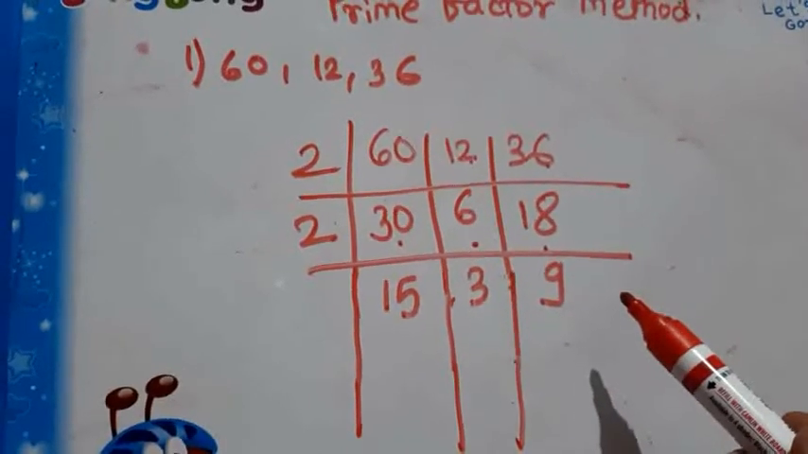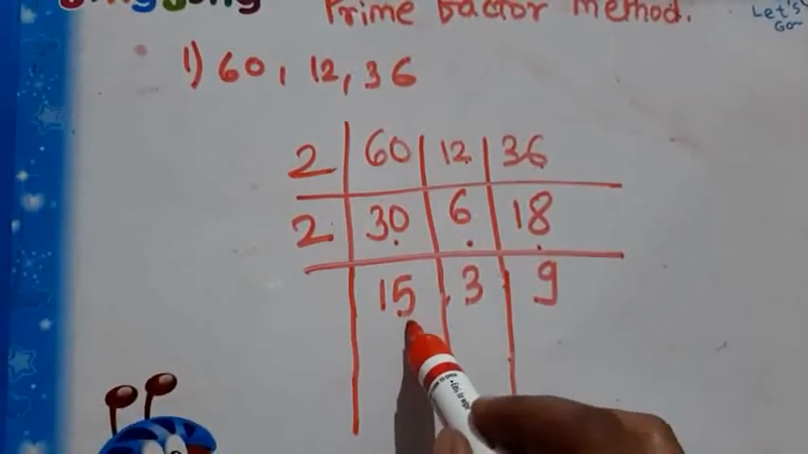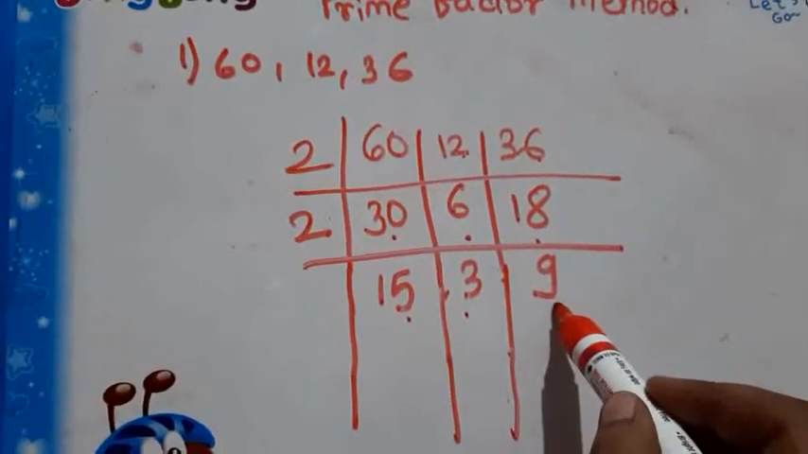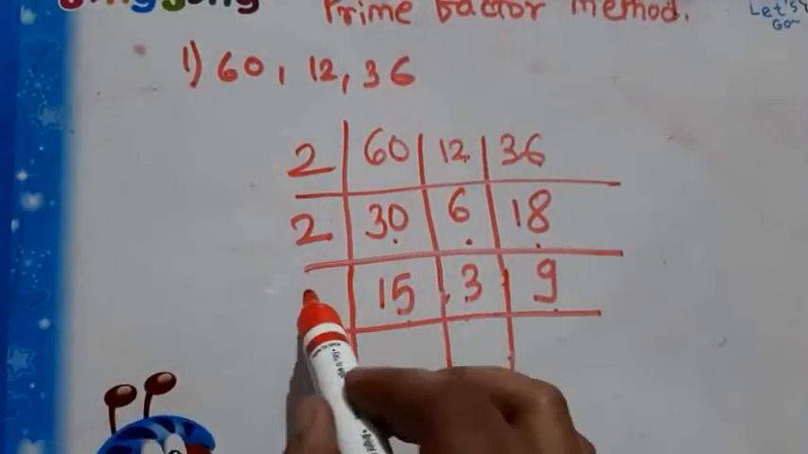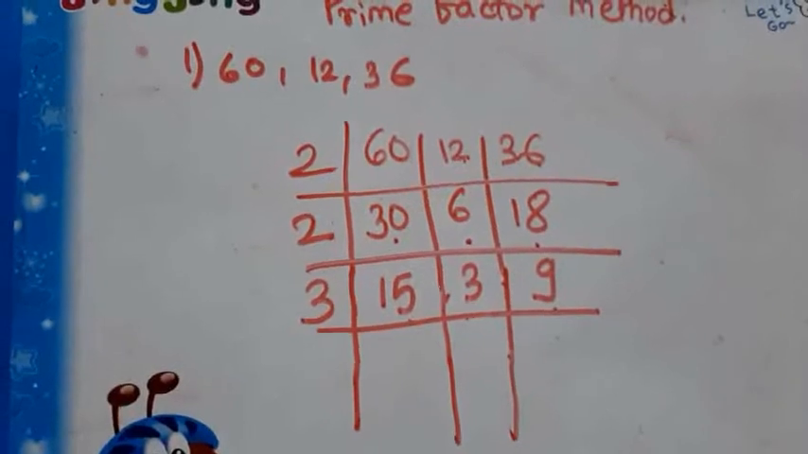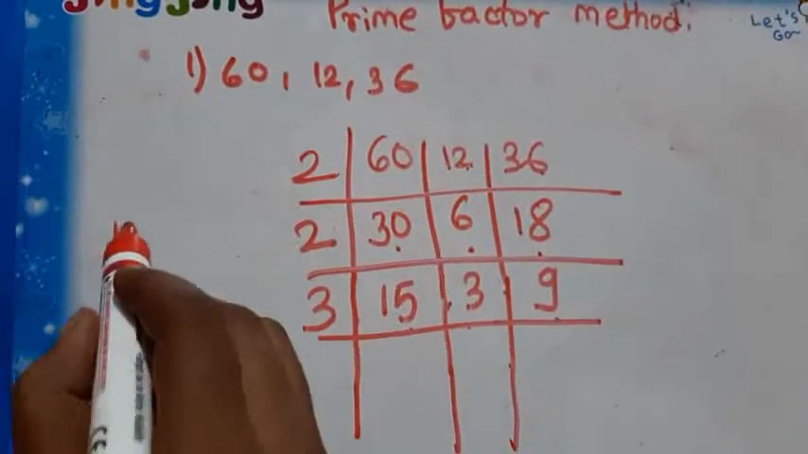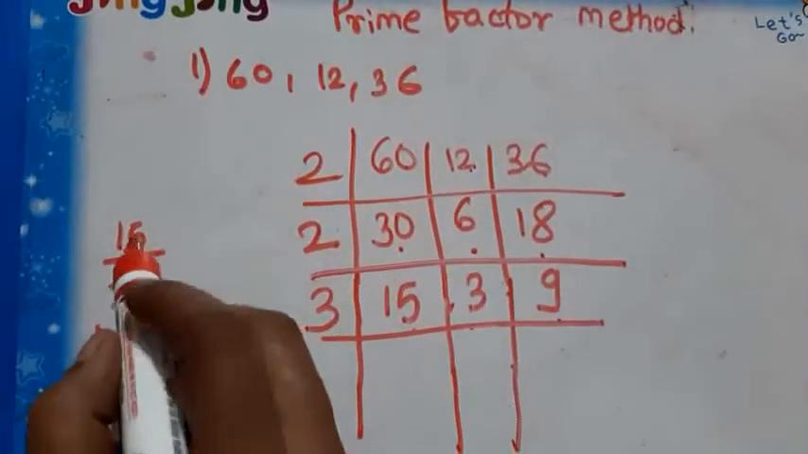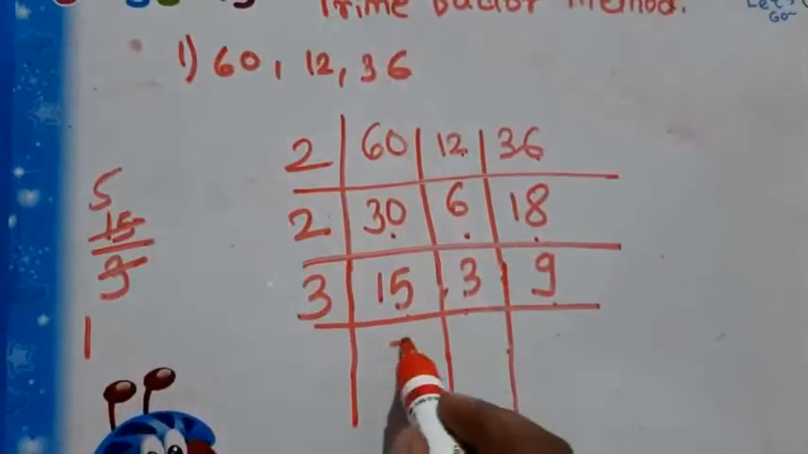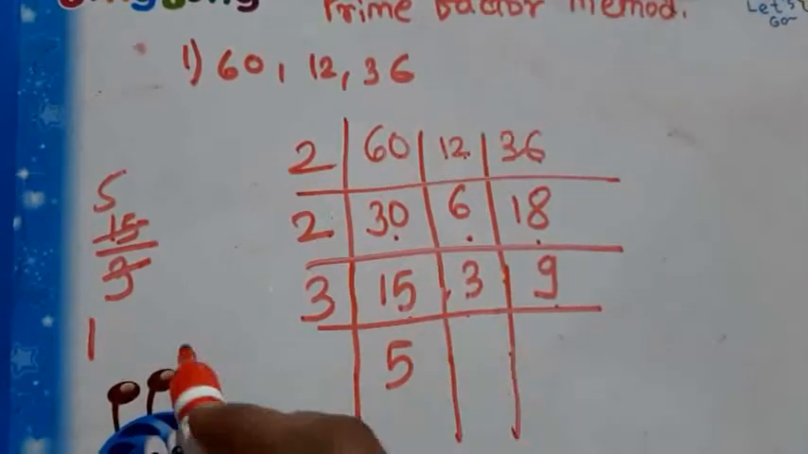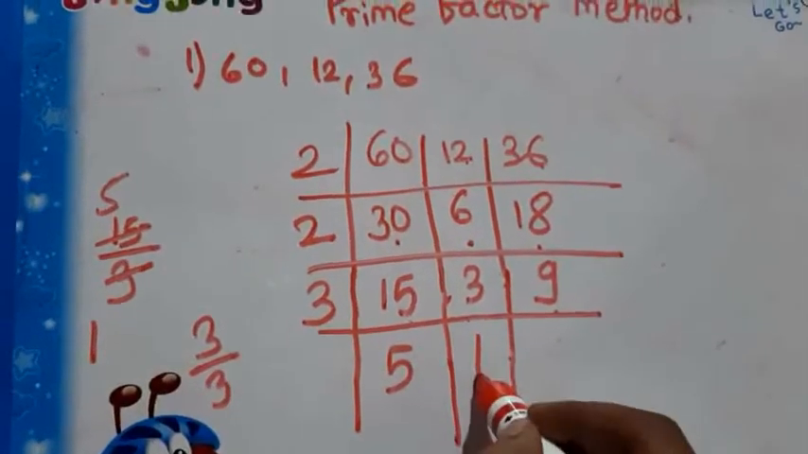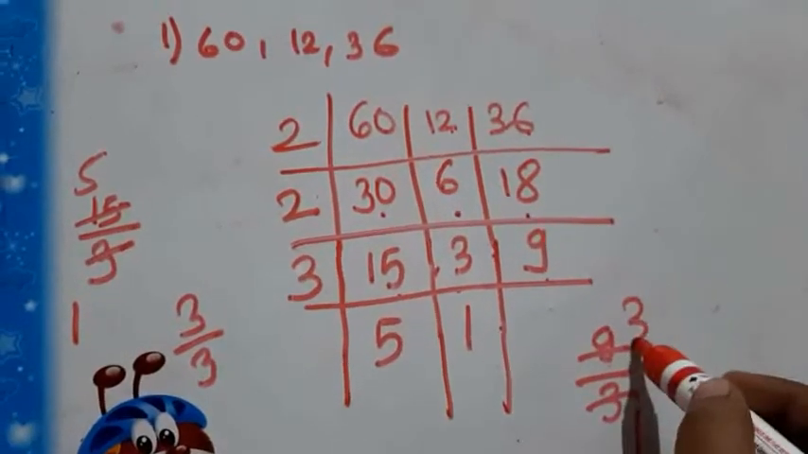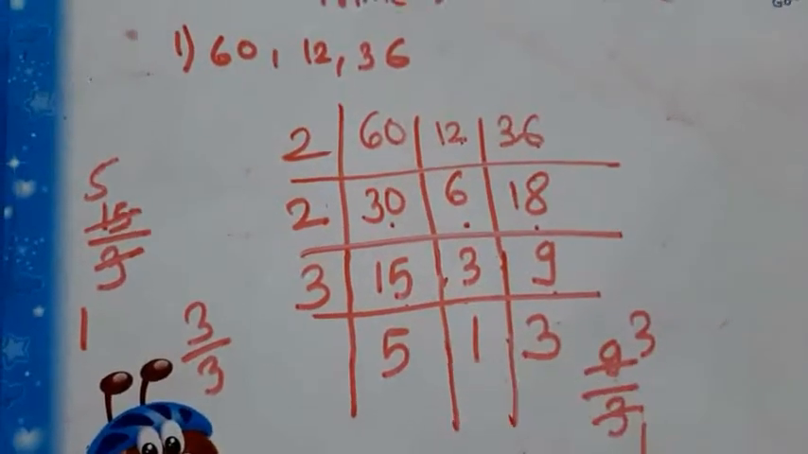We will check with 3. 15 is divisible by 3. Yes. 3 is divisible by 3. Yes. 9 is divisible by 3. Yes. So for all these three numbers, instead of 2, now we will take 3. Below 15, 15 divided by 3: 3 fives are 15. Here will be 5. Below 3, 3 divided by 3 is 1. And below 9, 9 divided by 3, 3 threes are 9, so here will be 3.